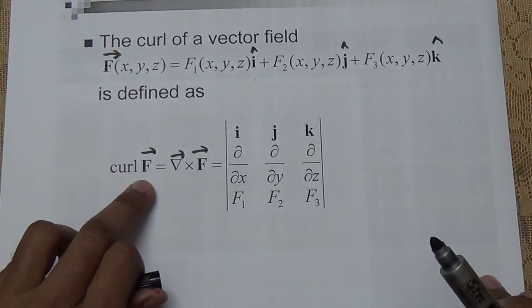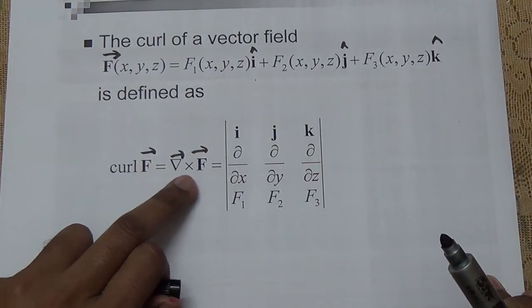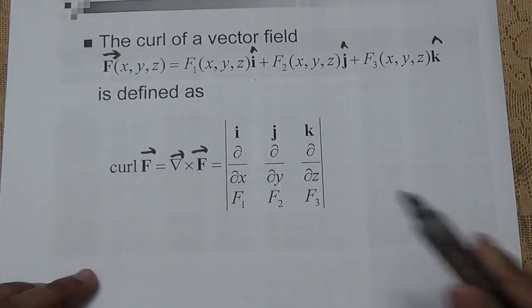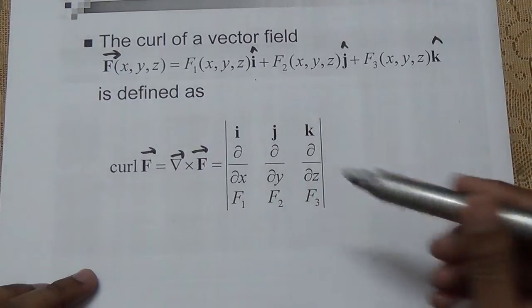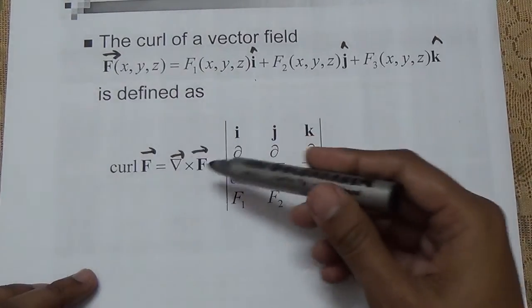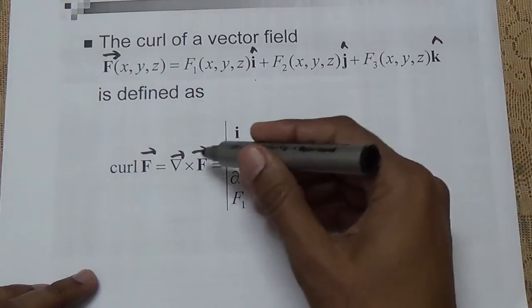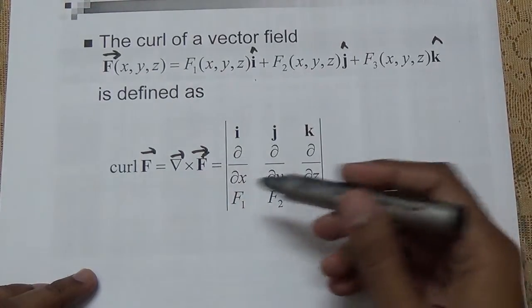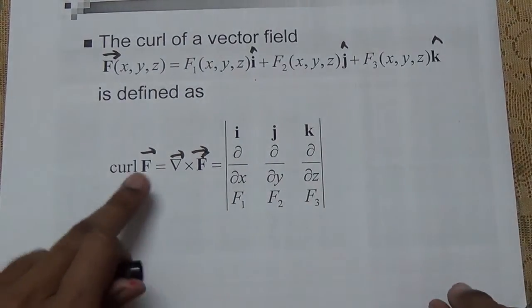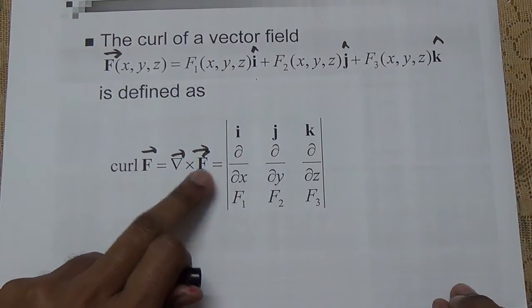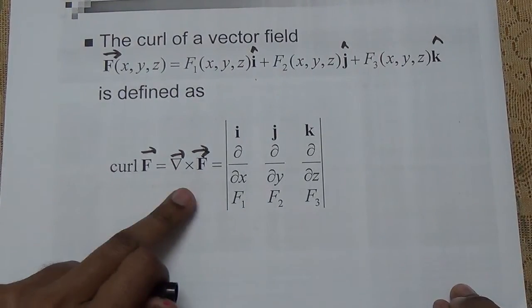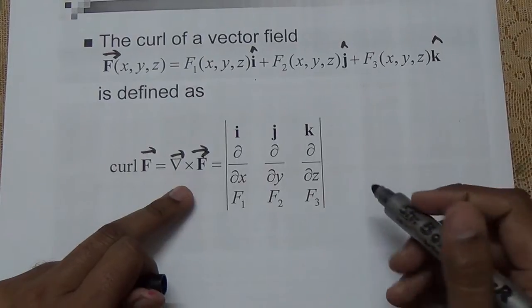So curl F is equal to del cross F. You have to use the zero because in the paper I have already bolded it, but it is not appearing in proper form, so I am marking the zero. So curl F is equal to del cross F. So how to write this mathematical formula in a proper way?